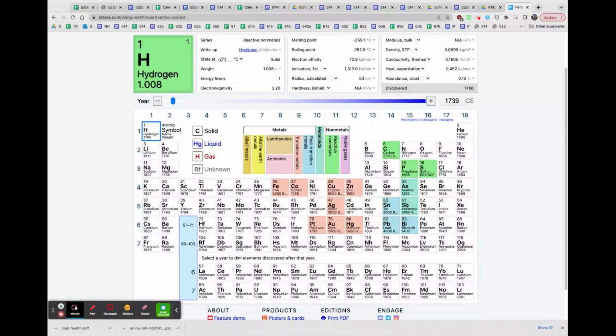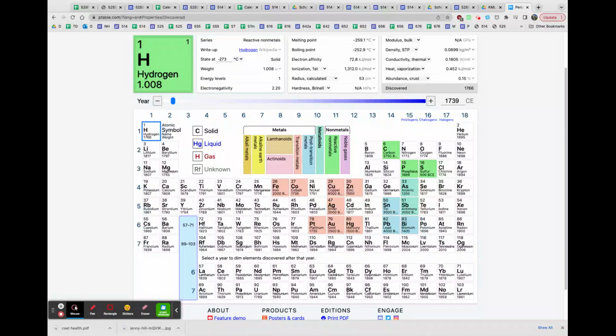So again, there are so many things you can do with a dynamic periodic table that you can't do with a paper one. And just like there are so many things you can do with a dynamic database of any kind, you can't do with a static or paper-bound one.